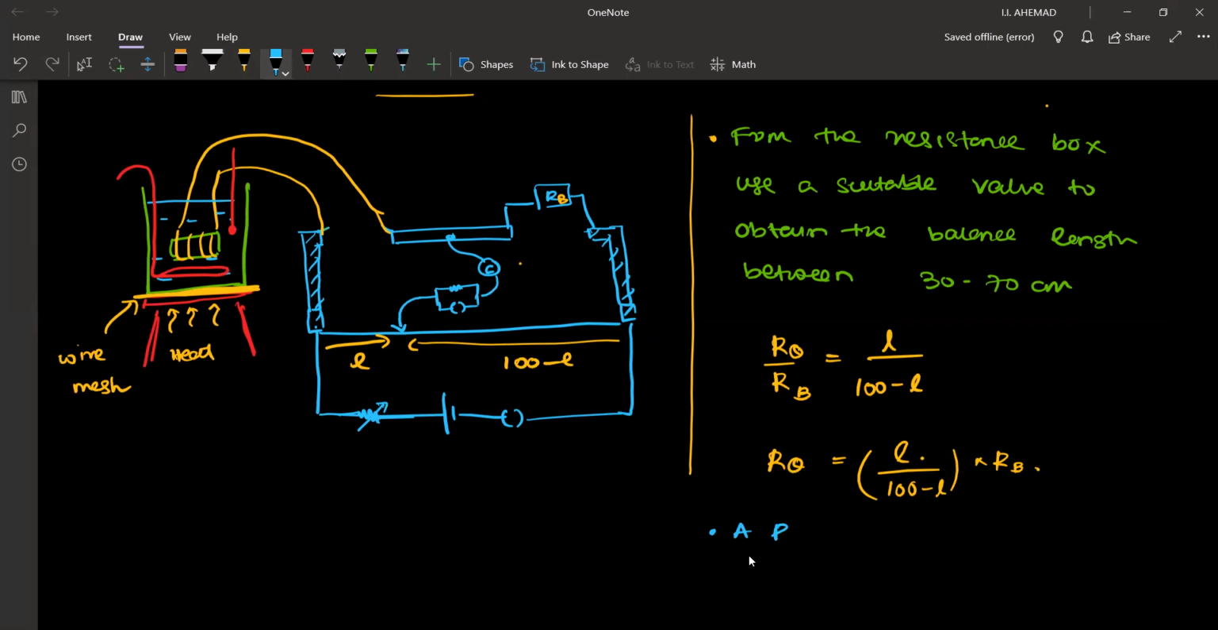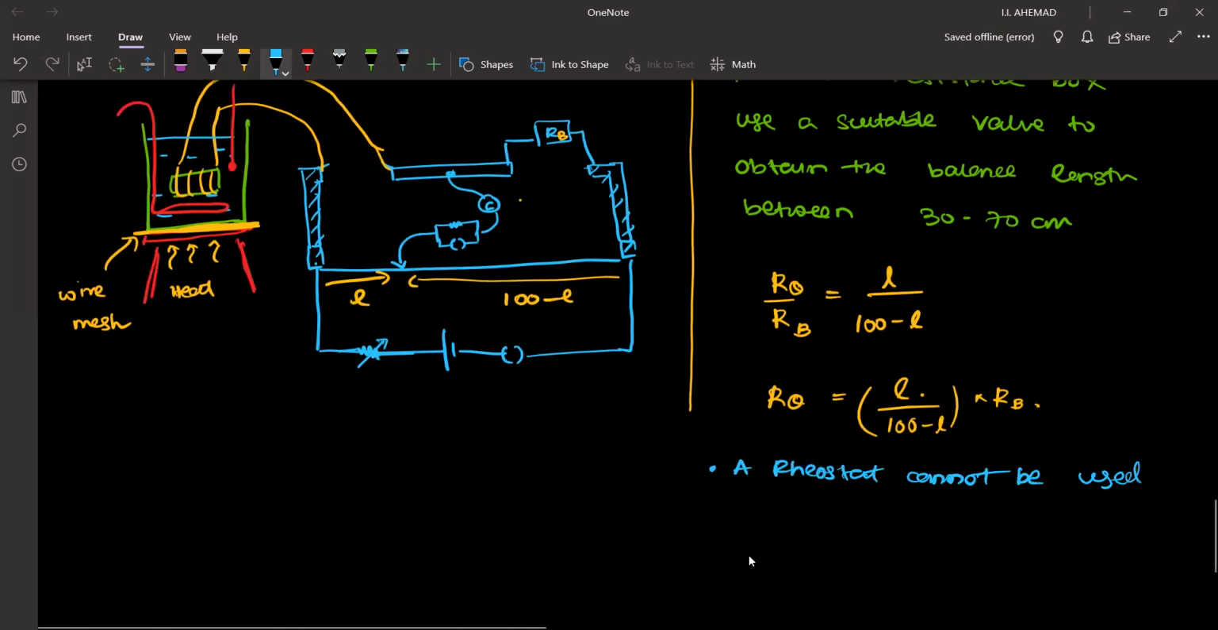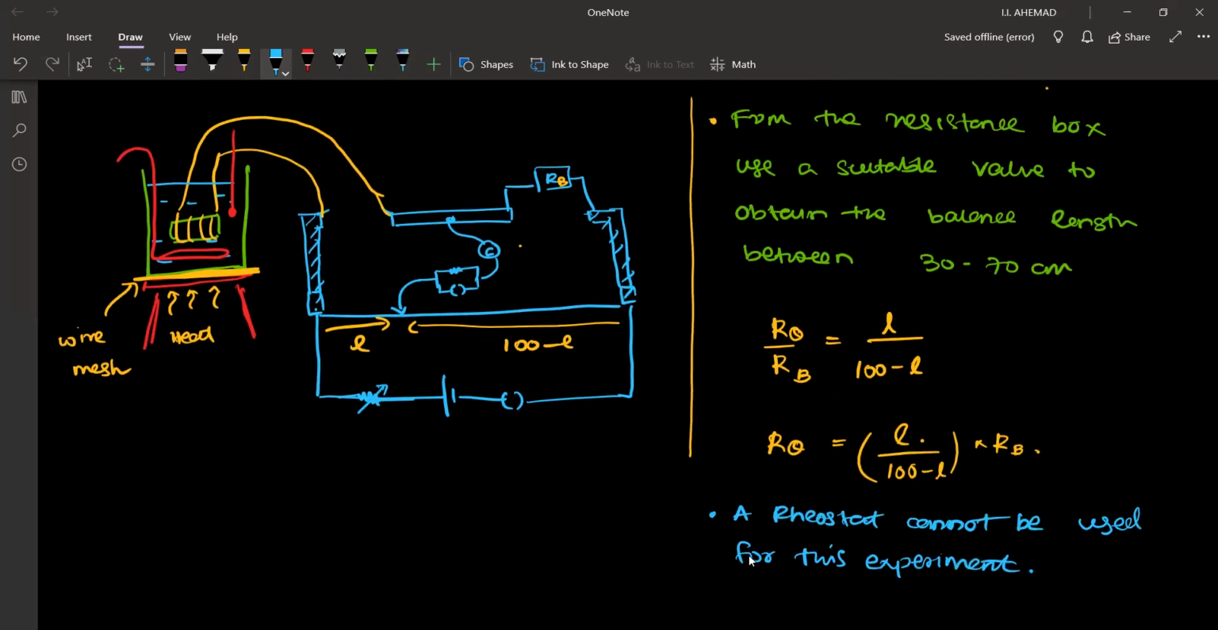A rheostat cannot be used for this experiment. So I will turn this setup. Okay, note and let me know.